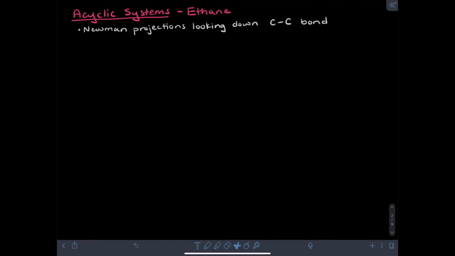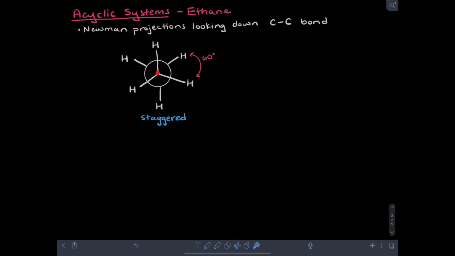We're going to use Newman projections looking down the carbon-carbon bond to describe our conformations. The staggered conformation has the hydrogens on the front carbon and the back carbon 60 degrees from each other. As a reminder, the front carbon is the center of your three intersecting lines, and your back carbon is a circle.